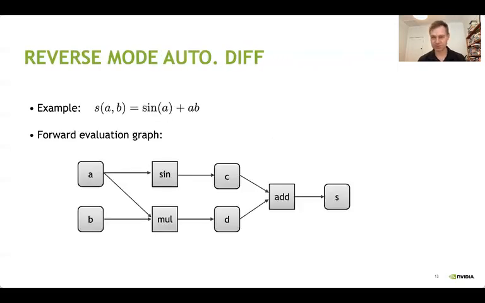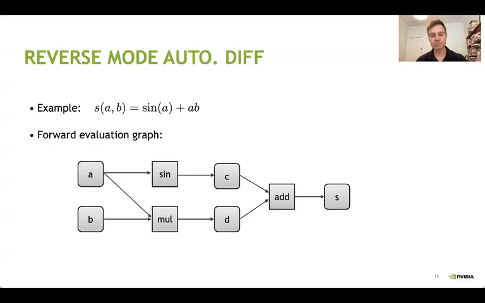The question is, of course, how do we compose these into something more complex, like a program? So let's have a look at a slightly more complex example. In this case, we have an expression, sine(A) plus A times B. And we can write this as an evaluation graph. And so we can think about how we would evaluate this as a program.